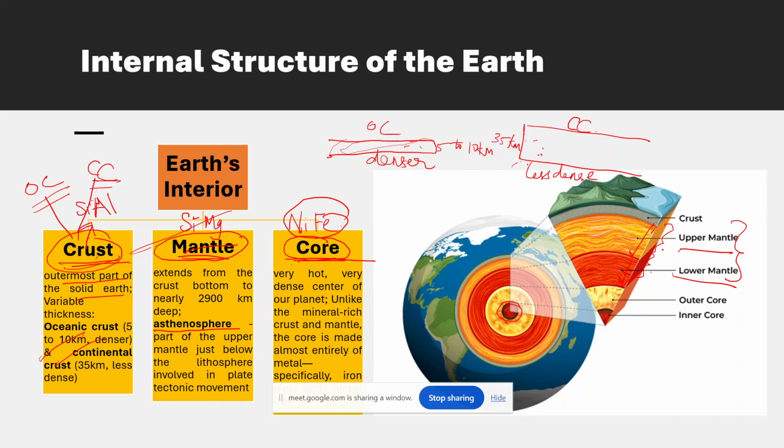Unlike the crust and the mantle, which have a lot of minerals, the core is made almost entirely of metal, which is specifically iron and nickel. So that's what I said, it has a NiFe composition, nickel and iron. So it has a more metallic composition rather than containing minerals of different types. So that is a brief introduction regarding the internal structure of the earth.